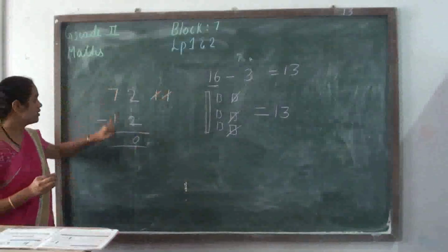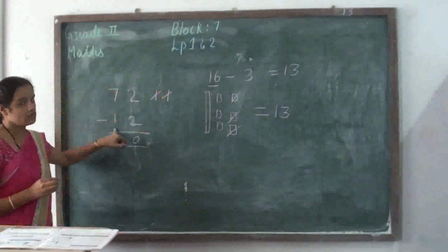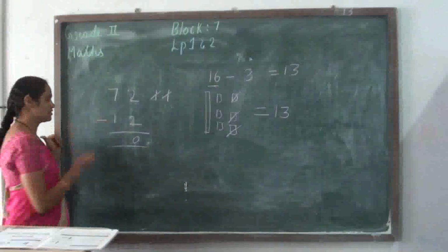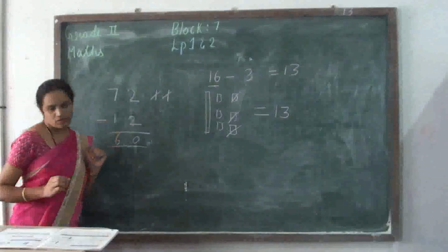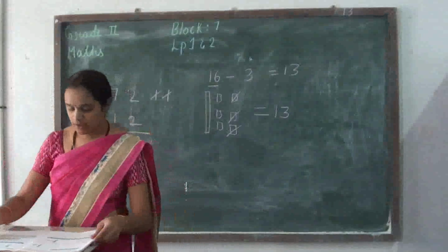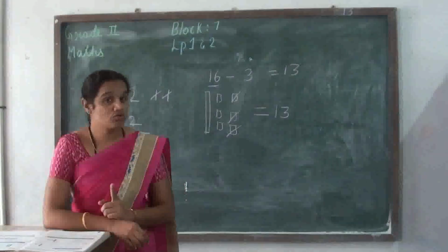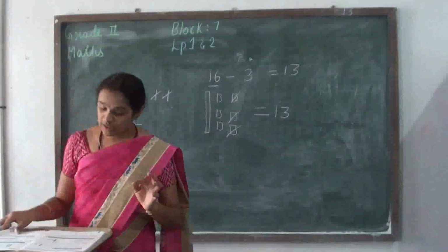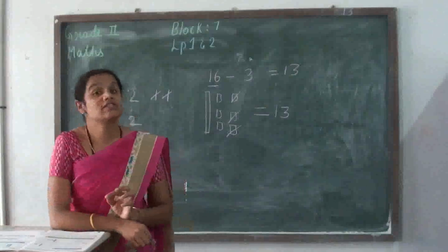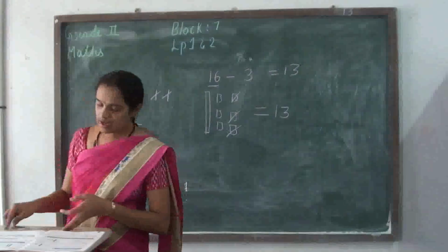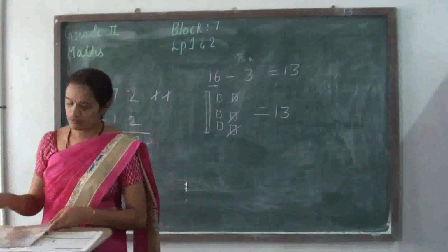Come to this part. 7 minus 1. 7 minus 1 is 7 back. Yes, 6. Understood? So this is about your block 2. And with the help of the blocks also you should do the sums. In the next chapter I will do subtracting mentally and also solve the statement sums. Before, in addition you have done it, right? Same thing.